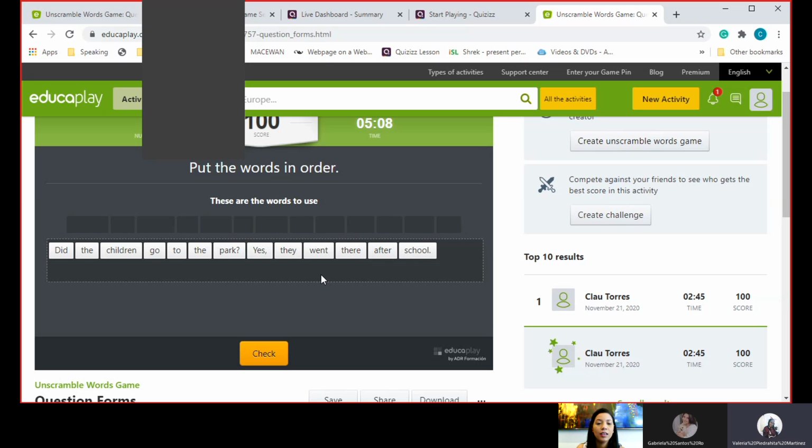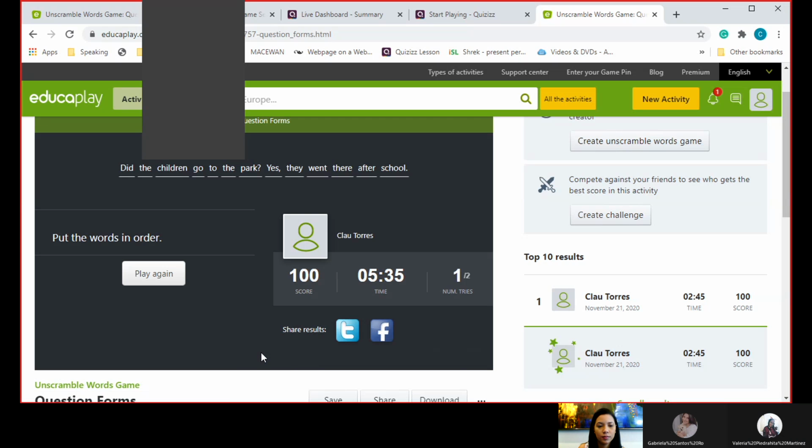Now for the complement, it's fair to say they went there, because you're talking about the park, right? So they went there is to not repeat the park. So you use there. They went there after school. So here you're talking about a time, right? But it's a yes no question, so that's why you started answering yes. Okay, so let's check it. Yeah, and that's correct. That's perfect.